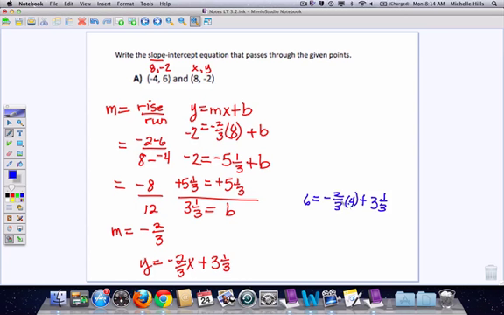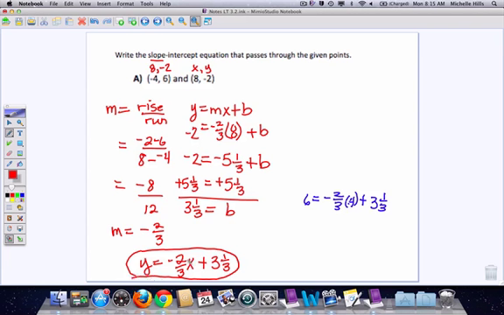4. See, I did the wrong thing. That's positive 8/3. 8/3 is 2 2/3. I add 3 1/3 to 2 2/3, and I do get positive 6. So this line, this equation, should work for both of my points. If it does, it's the equation of the line that goes through those points.